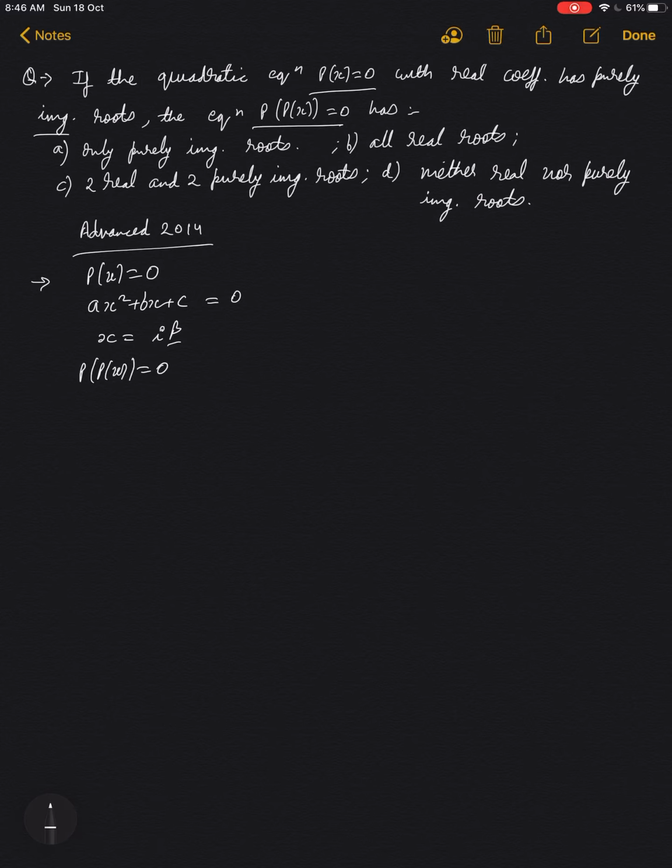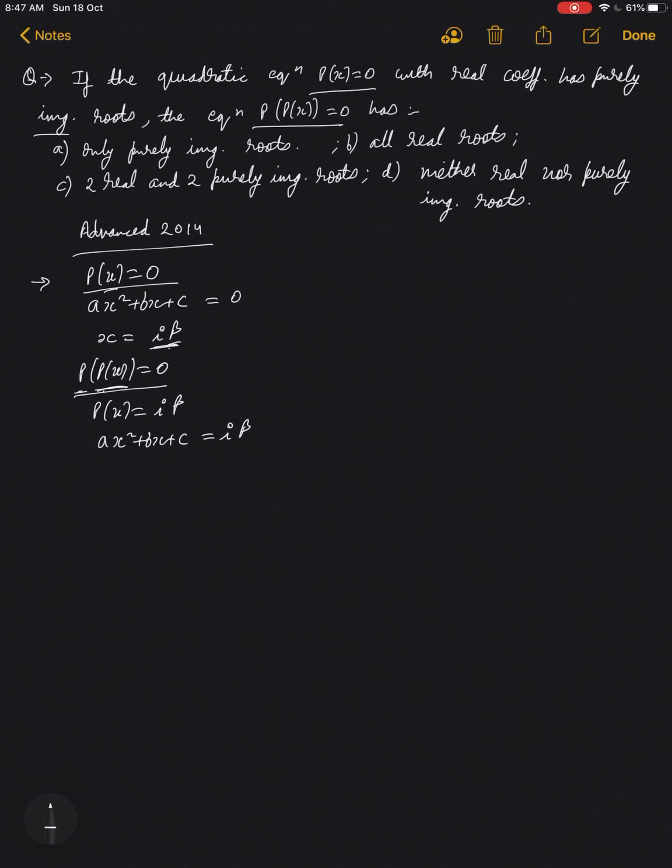In p(p(x)) equal to 0, input is p(x) and function is p, and function p becomes 0 whenever input is iota beta. Where input is iota beta, p becomes 0. Here input is p(x), that means here p(x) should become iota beta. Then only p of p(x) will become 0. If p(x) is iota beta, what is p(x)? ax square plus bx plus c is equal to iota beta.